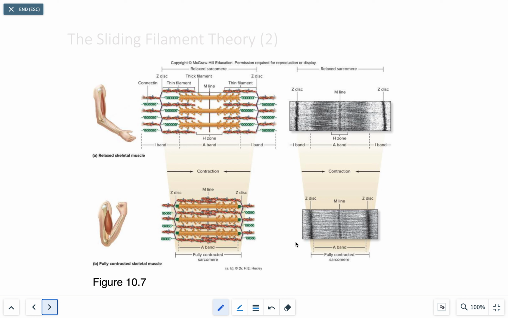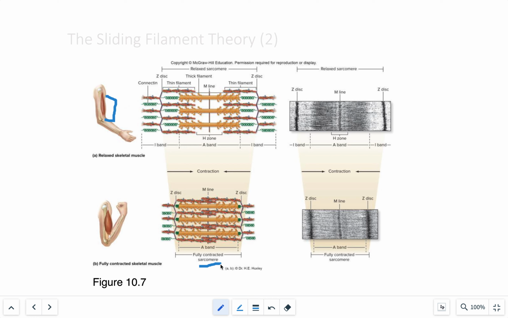So as previously mentioned, when we see cross-bridging, the first slide is going to show the biceps brachii in a relaxed state. So we'll have the relaxed sarcomere, Z disc to Z disc. We'll see that the thin filaments have not moved towards the M line. And then during a concentric contraction of the biceps, this is going to be considered a fully contracted sarcomere.